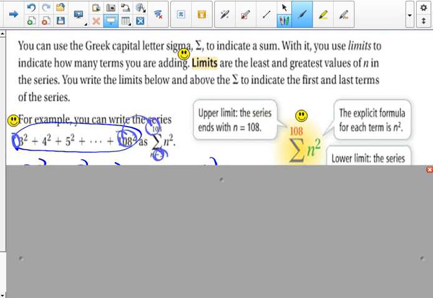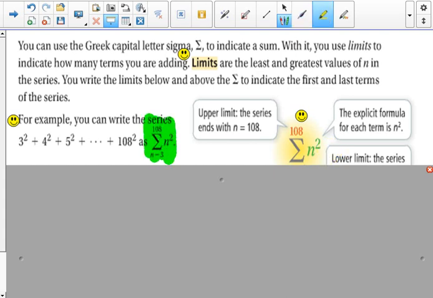So the beginning goes on the bottom, the last term goes on the top. So it's right here. And then for each one of those n's, we're going to do n squared. And see, that was 3 squared, 4 squared, 5 squared, all the way to 108 squared. So begin with 3, end with 108, and we're doing n squared. So sigma means sum from n equals 3 to 108, n squared. So that's how you do these.